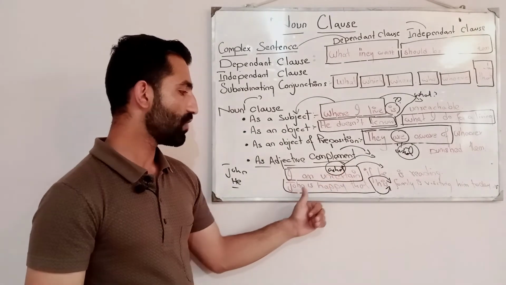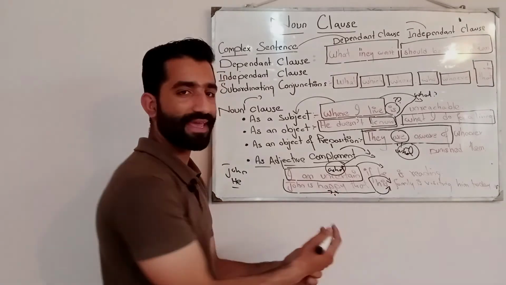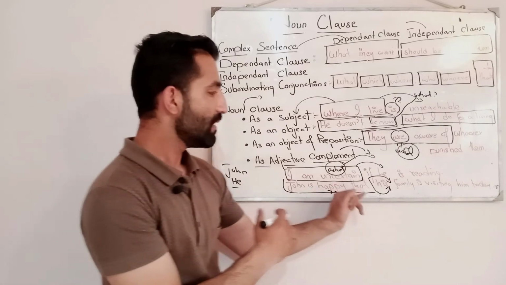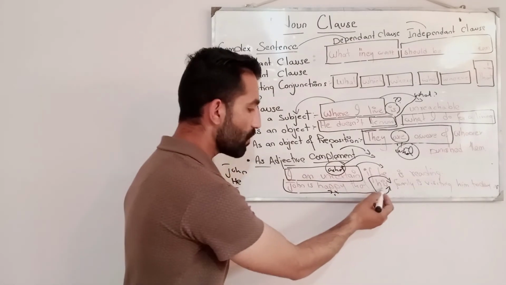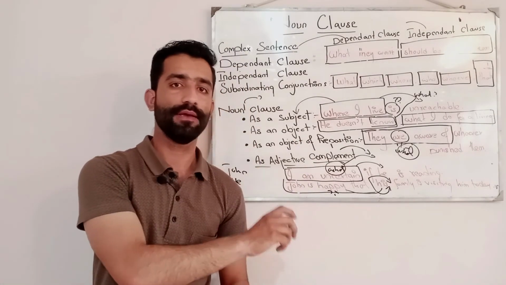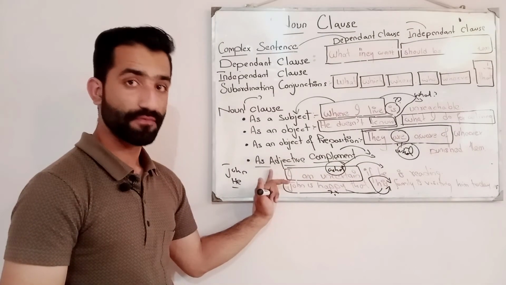In the same way, John is happy. The question is again, why is John happy? John is happy that his family is visiting him today. This whole part is again adding to the meaning of happy. And that's why it's noun clause as adjective complement.